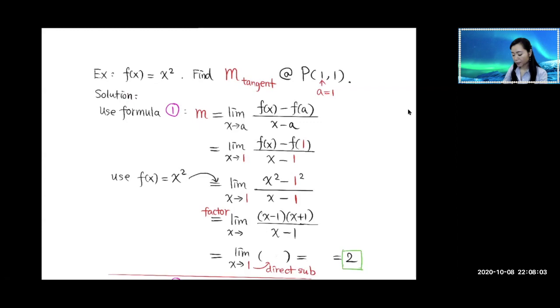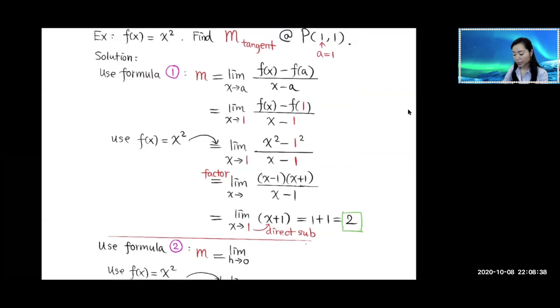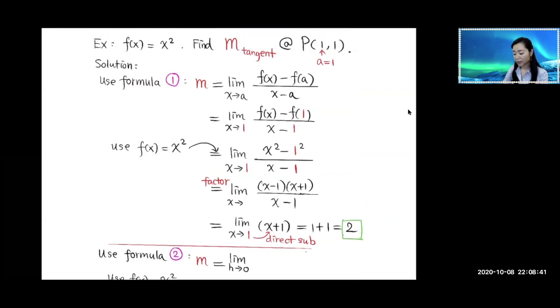Now divide by x minus 1. This x minus 1 is a common factor that you can divide out, leaving you with x plus 1. Now x plus 1 is a polynomial, so we can do a direct substitution. Substitute 1 into x, so we got 2. So we found that the slope of the tangent at this point 1, 1 on this curve is equal to 2.